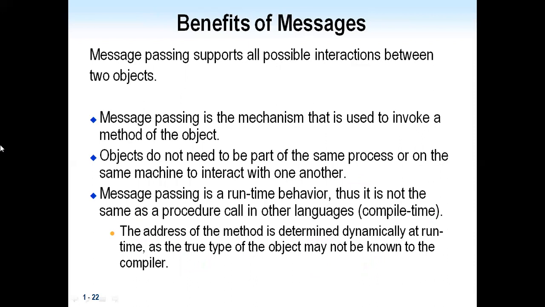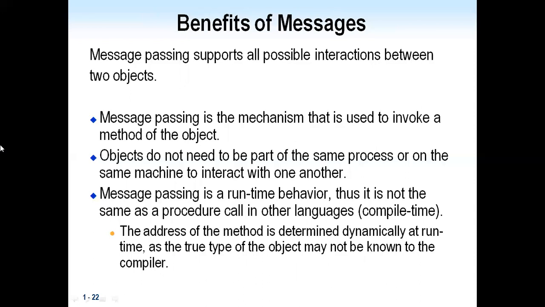Next, the benefits of messages. Message passing supports all possible interaction between two objects. Message passing is a mechanism used to invoke the methods of objects. Suppose after receiving the message, the object performs some action; that is called a method of the object. Suppose you are sending a message to another object. After receiving the message, the object performs some action by executing a particular method. So message passing is also used to invoke the methods of objects.